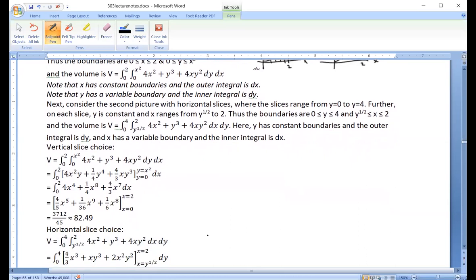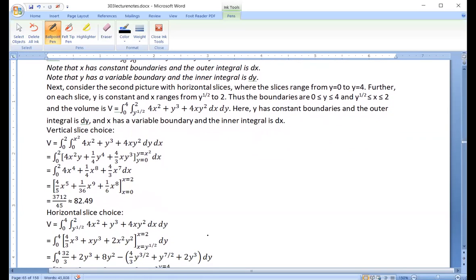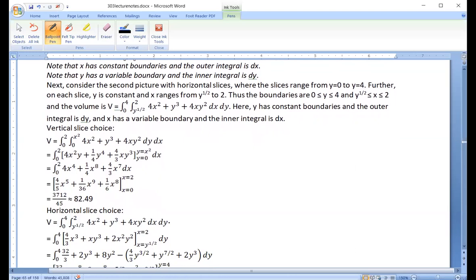Integrating dx gives us, on the inside, 4/3 x cubed plus xy cubed plus 2x squared y squared. And now we're going to plug in x goes from y to the 1/2 to x equals 2. So plug it in, and what do you get? Plugging in x equals 2, we're going to get 4/3 times 2 cubed, which will be 32 over 3. Then you'll get 2 times y cubed, so 2y cubed. And then 2 times 2 squared times y squared.